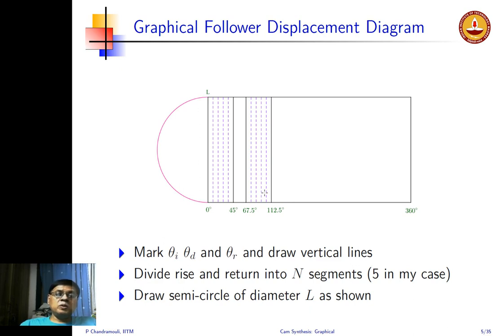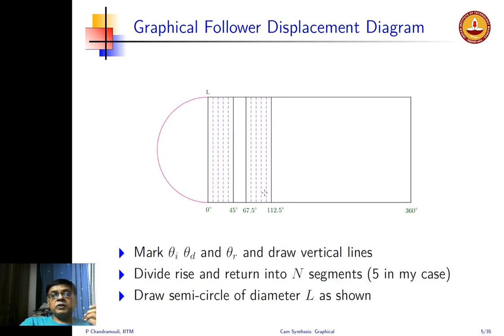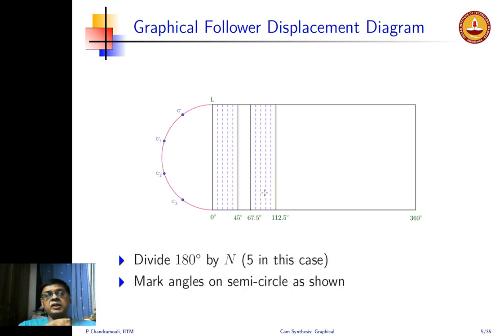Therefore, first I will draw this semicircle with a diameter L as shown. Then the overall angle from one end to the other end is 180 degrees. I will divide this by 5. If I had used, for example, every 4.5 degrees instead of 5 segments, then I would have 10 segments, so I would have to divide that semicircle into 10 segments. Here I am dividing the semicircle into 5 segments.